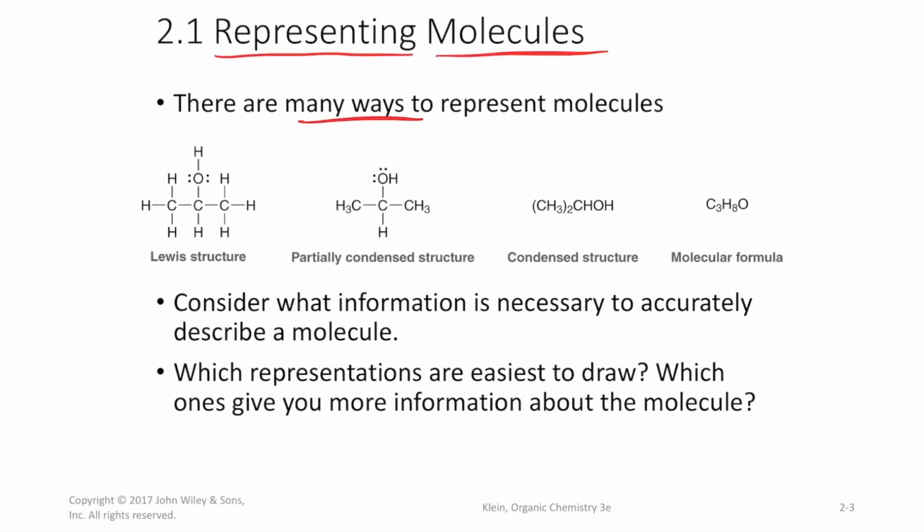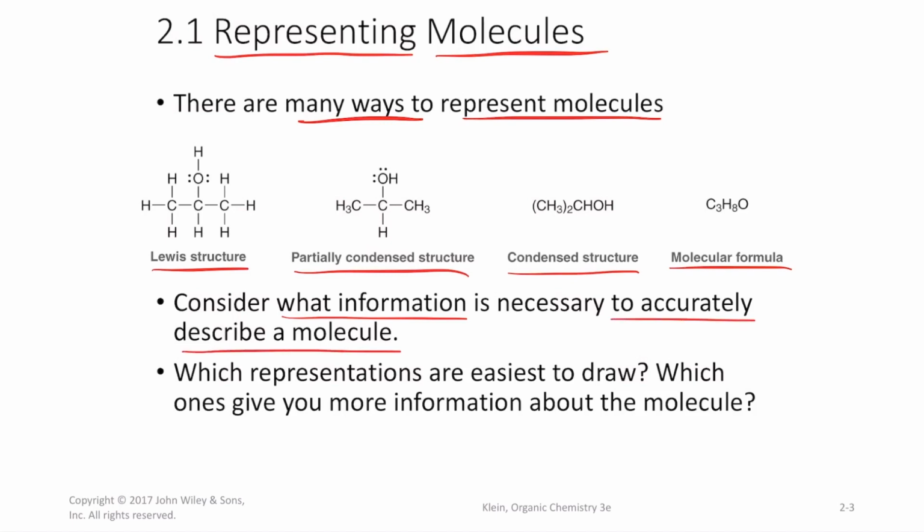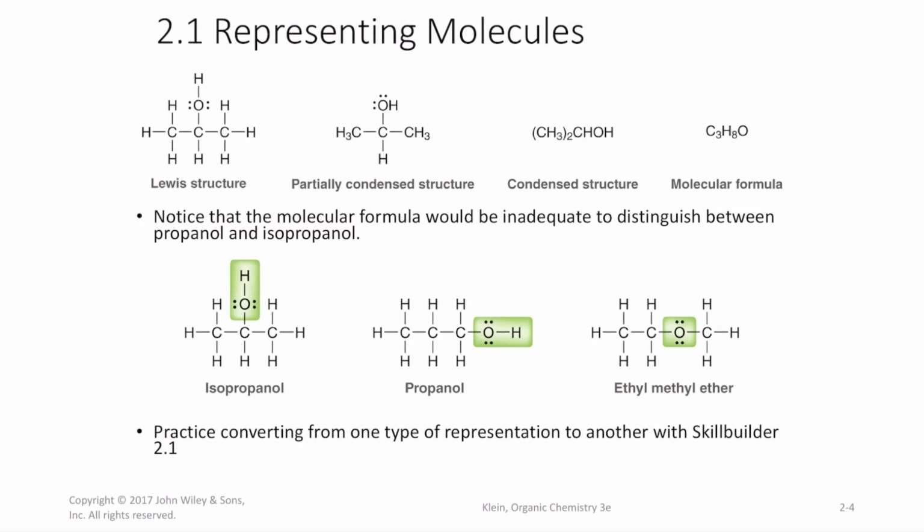There are many ways to represent molecules. There is Lewis structure, there's partially condensed structure and molecular formula. So what is the information? Understand that whenever we describe a molecule, we want to know what is the information necessary to accurately describe a molecule. This means asking which representations are easier to draw and which ones give you more information about the molecule.